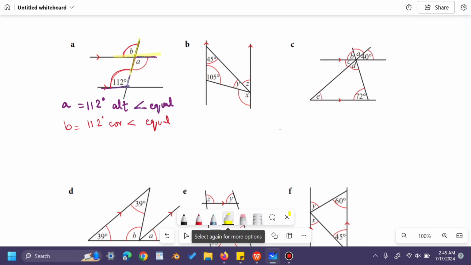Due to this cross, we can also say that A is equal to B due to vertically opposite angles. Next, we have this B figure, and we can see this Y. How are we going to find this Y first?